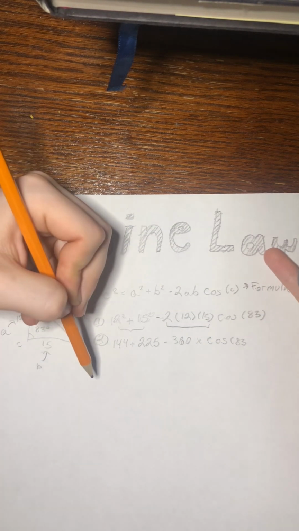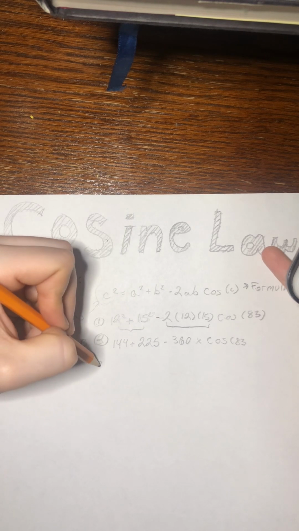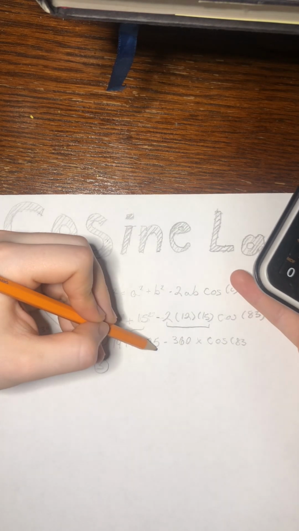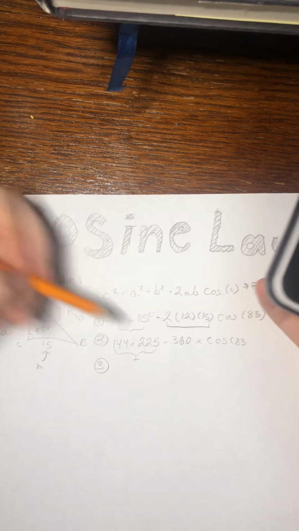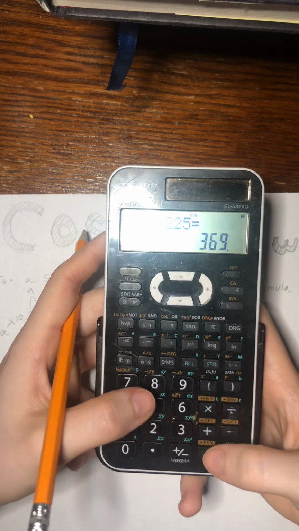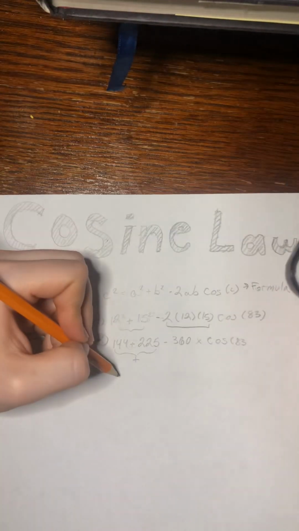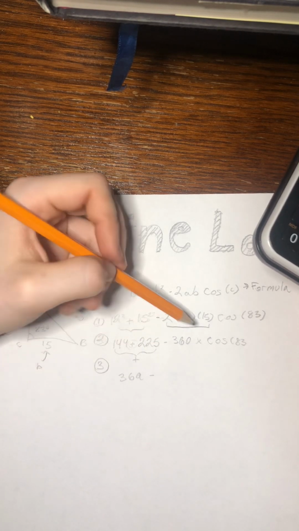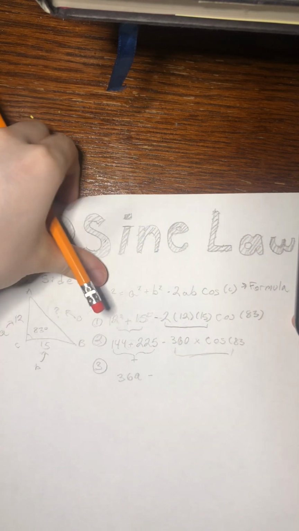Now for this third step, yes, we will do this for the third step. You need to add these two numbers together. So you would write your 144 plus your 225, and your answer, as you can see here, is 369. So 369 minus, then you're going to clump these two together, but first, you can solve it.